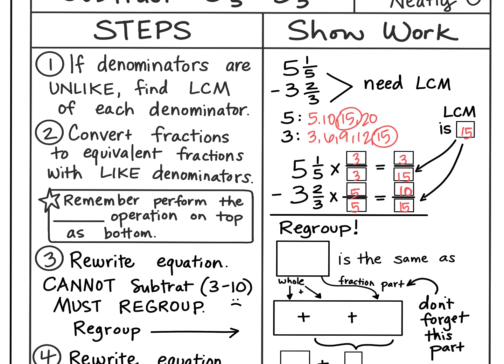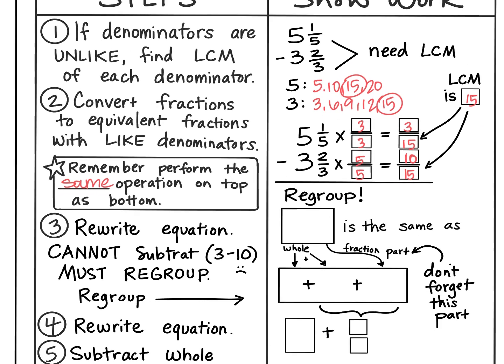So step 2 says convert fractions to equivalent fractions with like denominators. And it has a little reminder. It says remember perform the same operation on top as we do on the bottom. So that was this step right here where we said 5 times 3 is 15. So 1 times 3 is 3. We just did that step. So now I have to rewrite the equation.